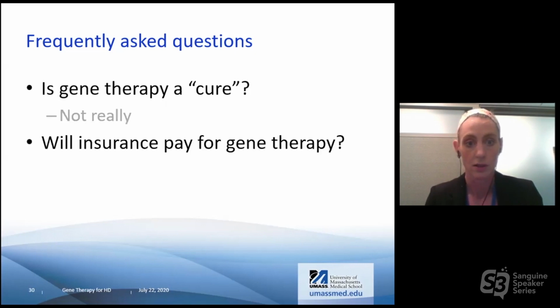So not really. Now, will insurance pay for gene therapy? I don't really know the answer to this. My limited knowledge is that the companies are working really hard with insurance to make sure that there are payment options, that there's some sort of reimbursement for people, for hospitals, et cetera. So the answer is probably.